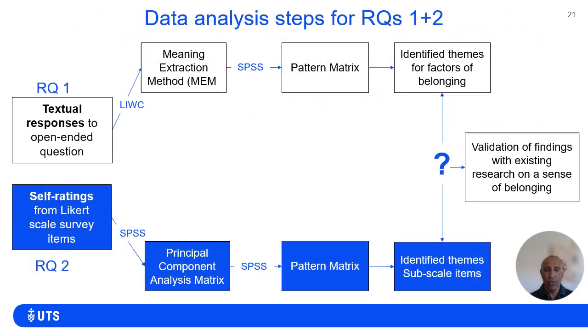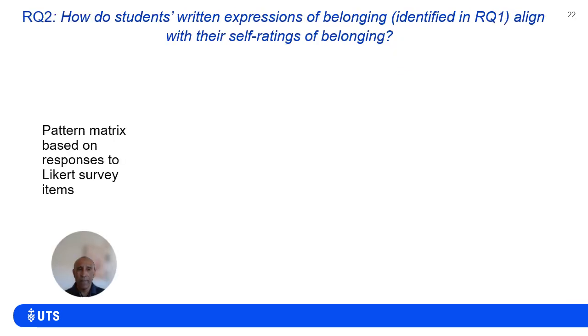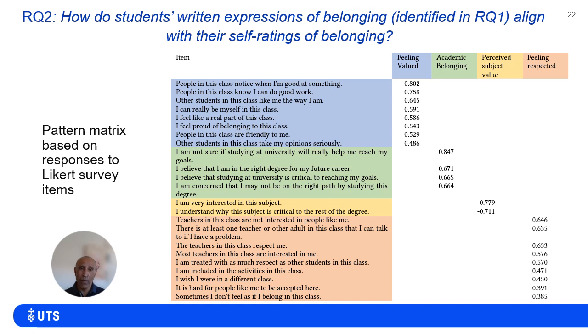We will now walk through the steps and the analysis that was undertaken to identify the results for research question 2. The pattern matrix, based upon the analysis of the responses from the Likert scale items, helped in the generation of the following subscale items. Based upon the grouping of the questions within each of those factors within the subscales, we coined names for those groups of questions within each subscale, namely feeling valued, academic belonging, perceived subject value, and feeling respected.